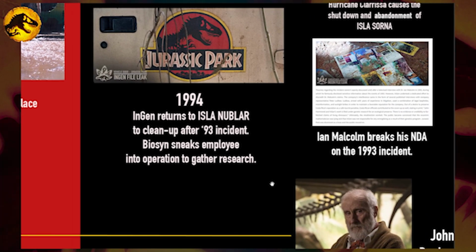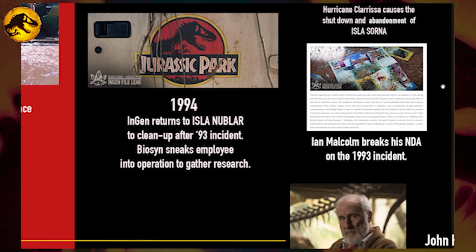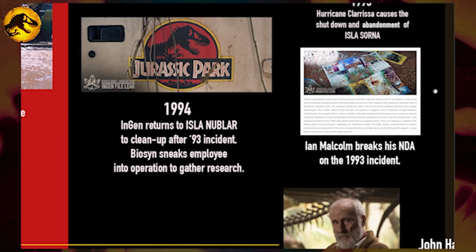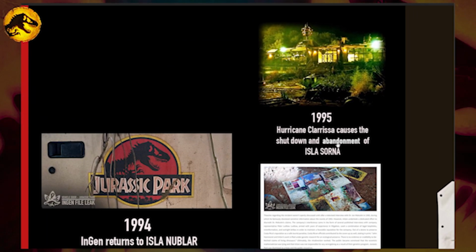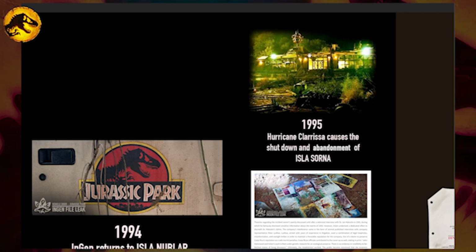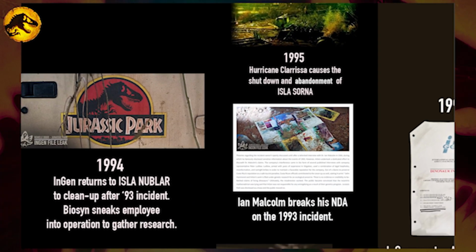Biosyn has a lot of sneaky deeds they're up to in the background, and that's all been revealed on the viral marketing websites, and then is very cleverly hinted at in the movies. Anyway, 1995, Hurricane Clarissa causes the shutdown and abandonment of Isla Sorna. So Isla Sorna, Site B, is abandoned. The park had fallen on Isla Nublar, the company's in a lot of trouble, and then this hurricane hits, and John Hammond's just like, pull the plug. Pull the plug, get him out of there.